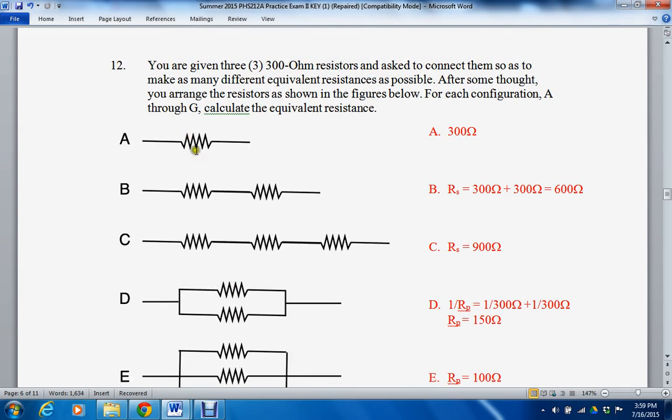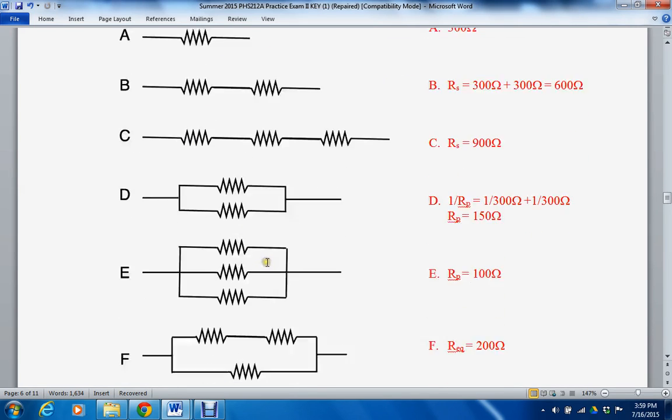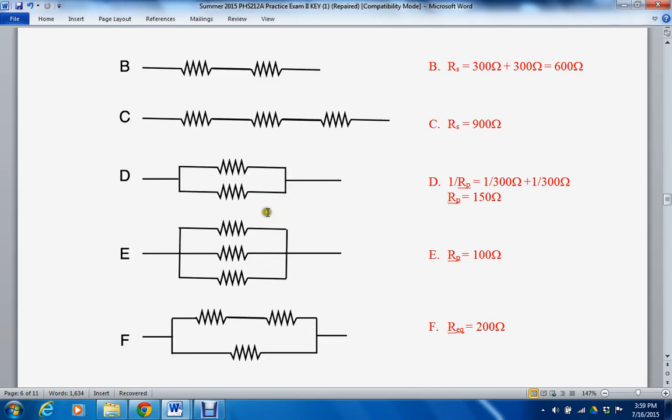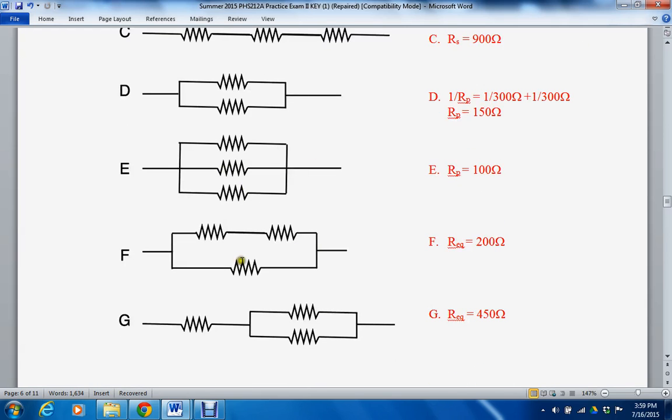So, if I have one 300 ohm resistor, that has an equivalent resistance of 300 ohms. Not very tricky. Two 300 ohm resistors in series is 600 ohms. Again, pretty straightforward. If instead I set it up in parallel, skipping ahead, 1 over RP equals 1 over 300 ohms plus 1 over 300 ohms. The equivalent resistance there is 1 over that number, and that would be 150 ohms. Can do that as well for 3.